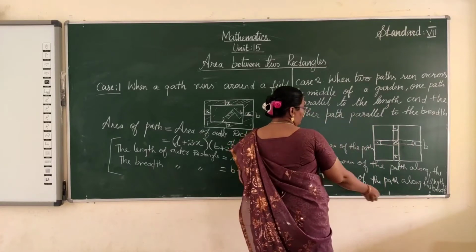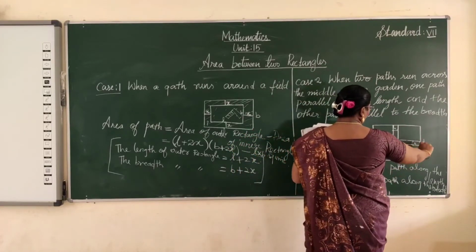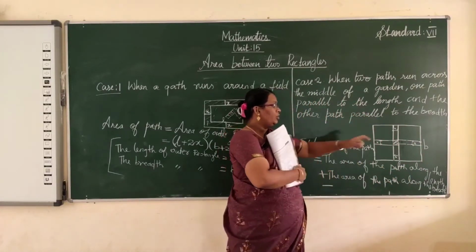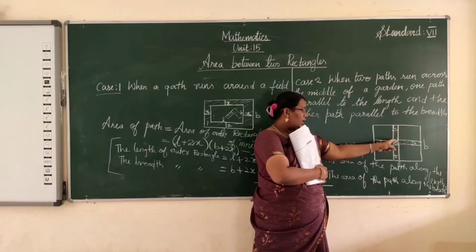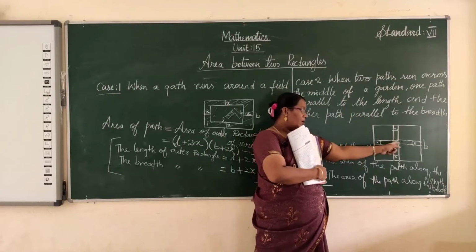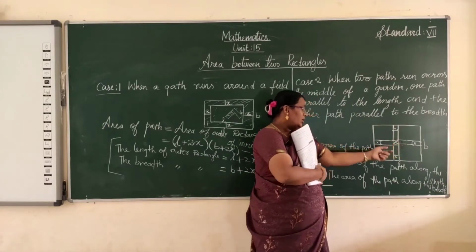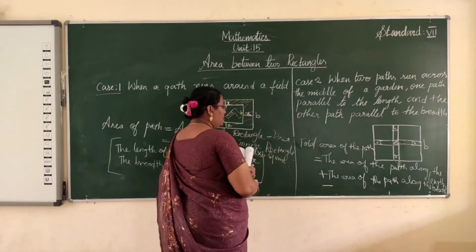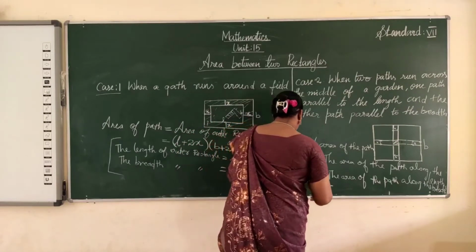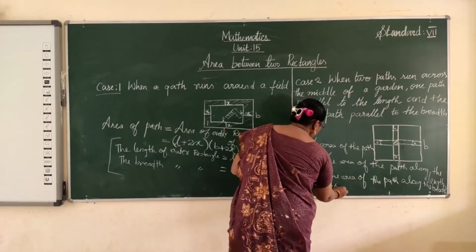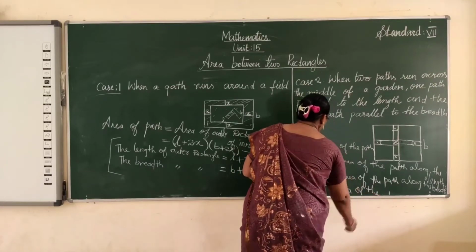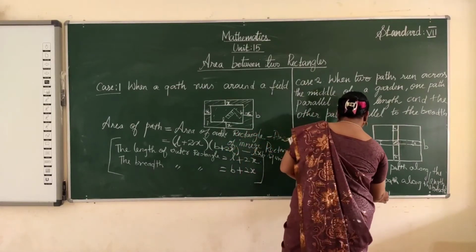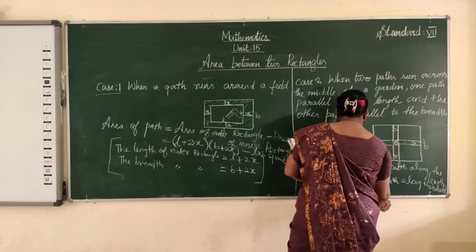minus. When we consider the whole length and the parallel one, the center is fully considered, but we do not need the center part or the center position. So we have to subtract the center area. So the area of the shaded part, minus the area of the center or shaded part.